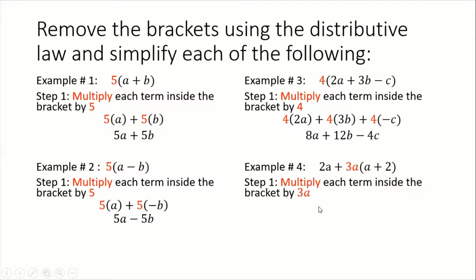How do you state this? Note that you will keep your 2a because you're not touching it. And then you apply the distributive law to the bracket, where you take 3a to multiply a, plus 3a to multiply 2.